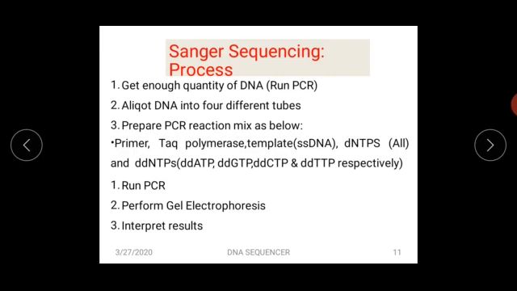So this is in detail the same process. After we do all the process, we put them in different separate tubes, we add the Taq polymerase, templates, dNTPs and ddNTPs. Further, the PCR is run, which we have learned in the last lecture, and the gel electrophoresis is performed, and autoradiography is taken for the gene sequences, and the results are interpreted.